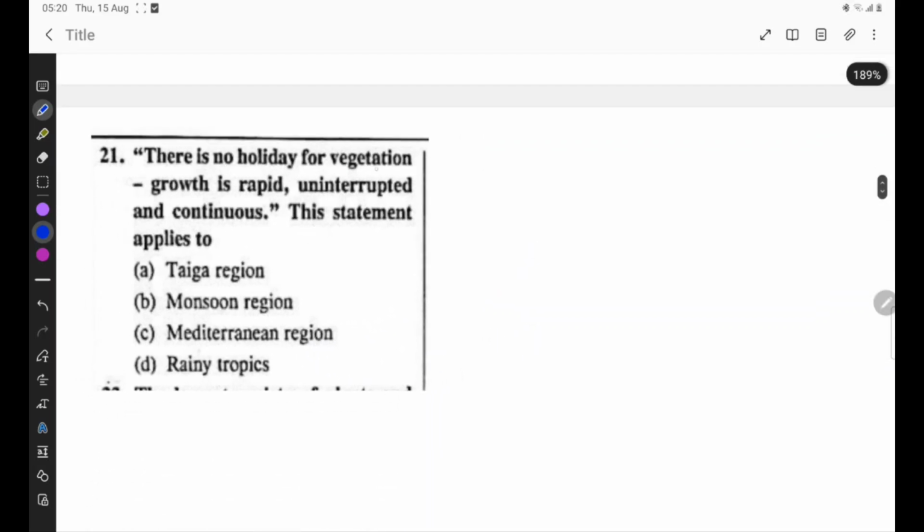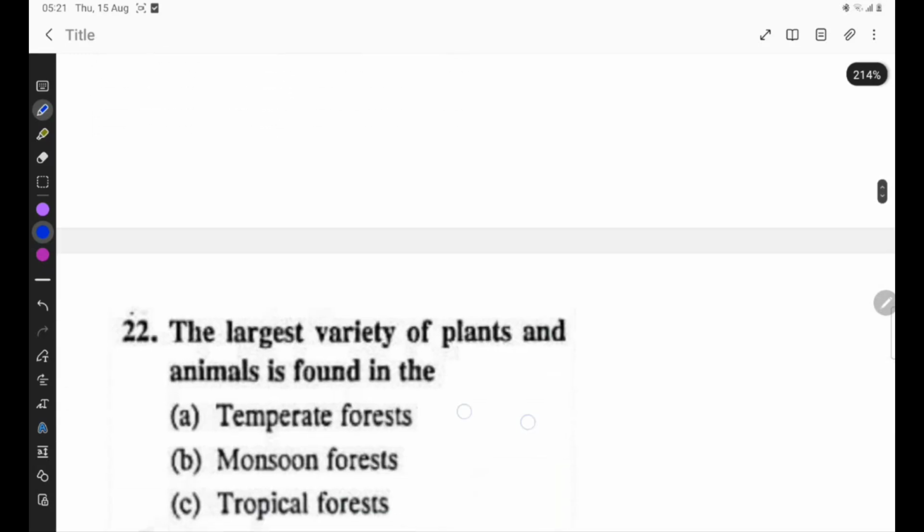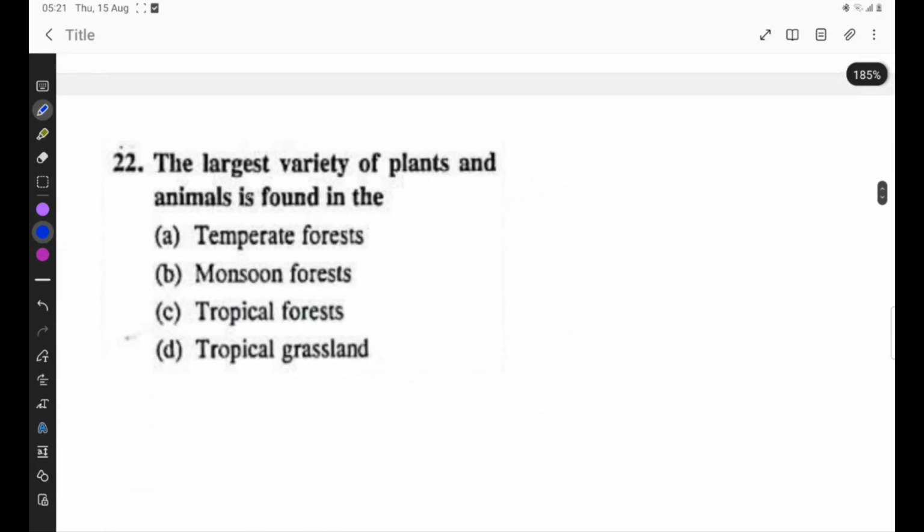There is no holiday for vegetation. Growth is rapid, uninterrupted and continuous. This statement applies to Taiga region, monsoon region, Mediterranean region or rainy tropics. Answer is rainy tropics. Next question says the largest variety of plant and animals is found in temperate forest, monsoon, tropical or tropical grassland. Answer is tropical forest.